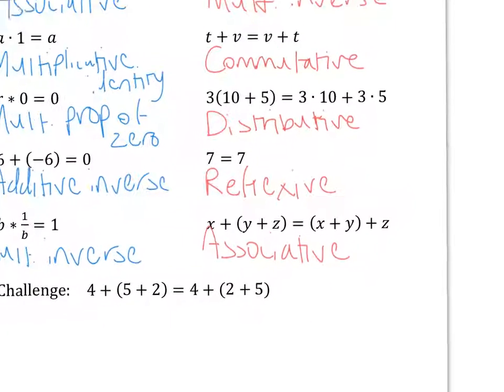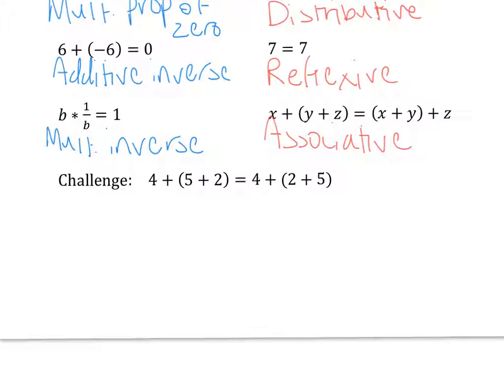And then one more for a challenge problem. 4 plus, in parentheses, 5 plus 2 equals 4 plus, in parentheses, 2 plus 5. So we're not shifting the parentheses, but what do we notice here? It's 5 plus 2 here, but 2 plus 5 here. So this would actually be the commutative property.